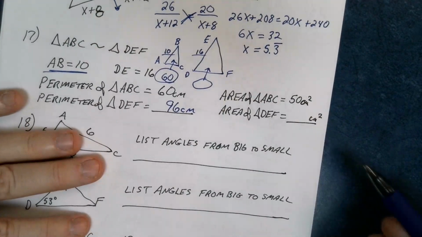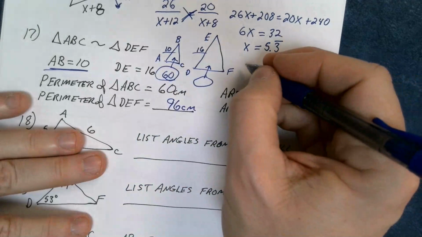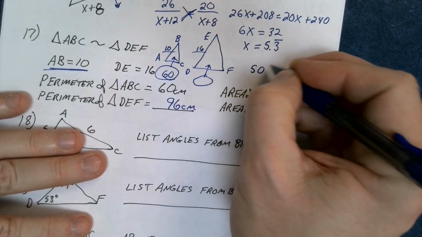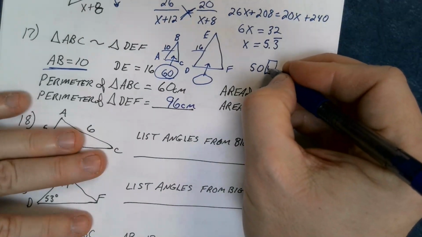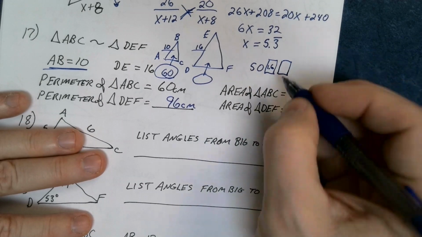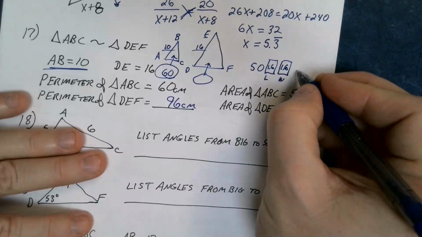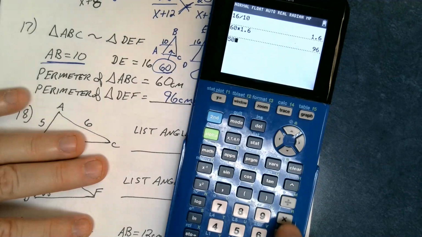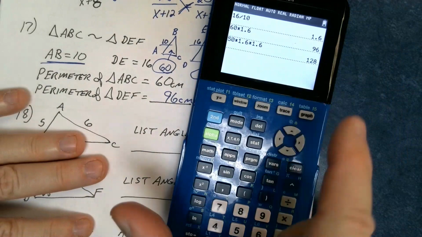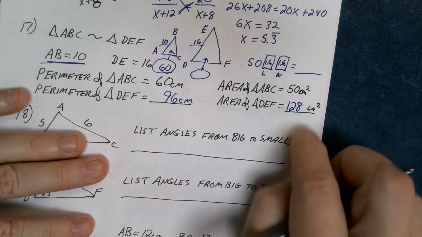Now area doesn't work the same way, and I think we've shown this before, that if I have the area of triangle ABC, that's the little one, is 50. If it was just a one distance size change, I'd multiply by 1.6, but it's area, so area affects the length and the width. So I've got to multiply by 1.6 twice in order to get the new area. So I go here and I go 50 times 1.6 times 1.6, or you could use 1.6 squared if you like that, and you get 128. So the area of this one is 128 square centimeters.